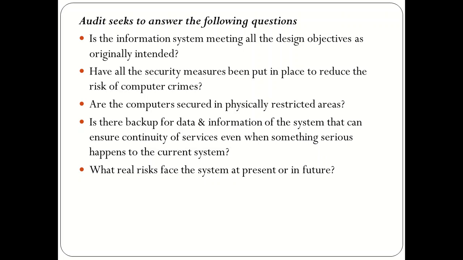Then we can go to: are the computers secured in physically restricted areas? So you should check the environment where the computers are kept. Is it protected? Does it have the correct security measures around it, and so on and so forth? Then: is there a backup of data for the system that can ensure continuity of service in case something happens? Do you have a backup of data somewhere else within the organization or outside the organization, so that in case the data is lost, we can continue with our operation without any problem? Then you can also ask: what real risk faces the system at present or in the future?